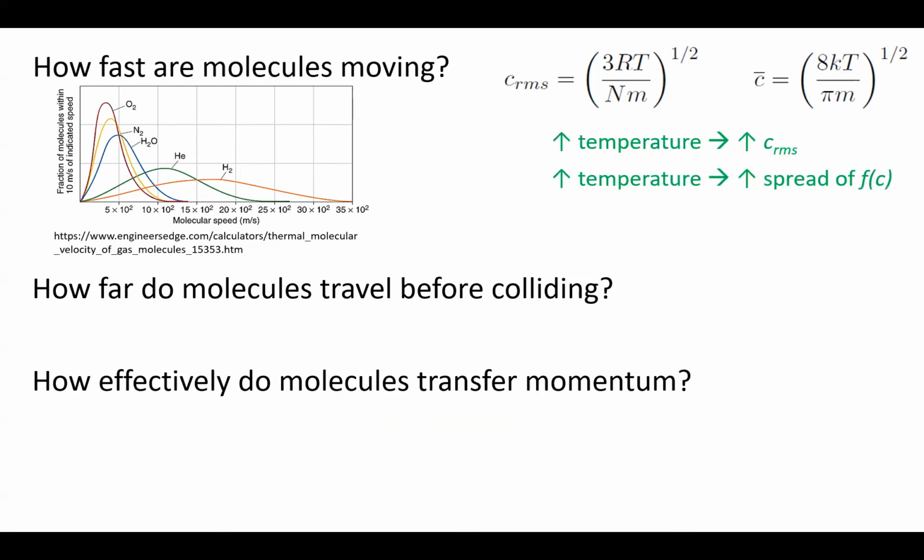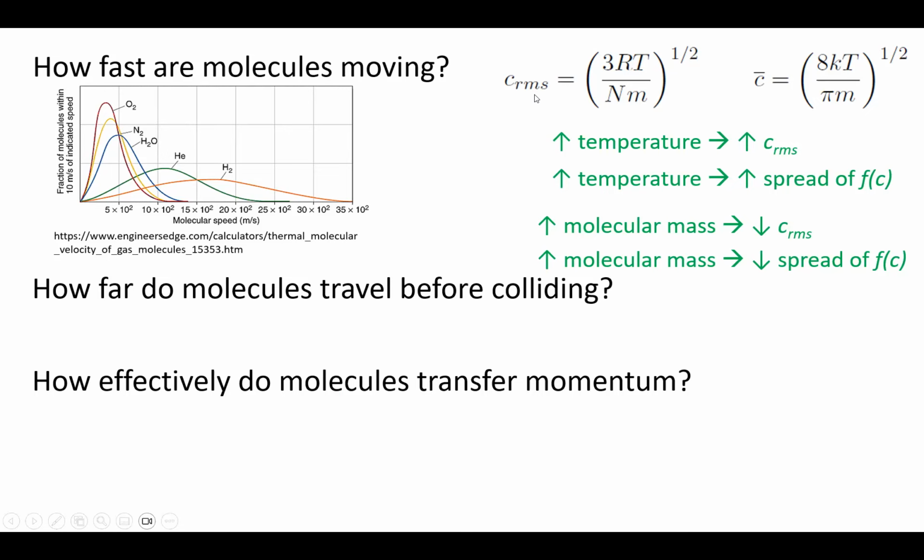If we increase temperature, we increase the mean speed or the root mean square speed with which the molecules move, and we increase the spread in our distribution. For molecular mass, it acts the opposite way. If we increase the molecular mass, we decrease the mean or root mean square speed of the molecules, we decrease the spread in the distribution. So I'm going to pause here and do some work on paper, both about the root mean square speed, but also how far the molecules are traveling before colliding with one another.